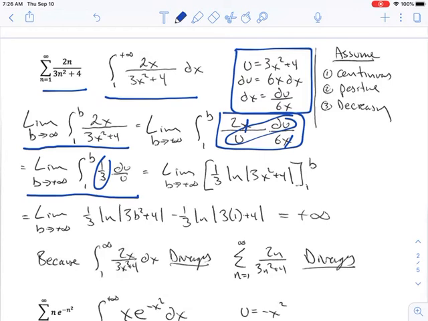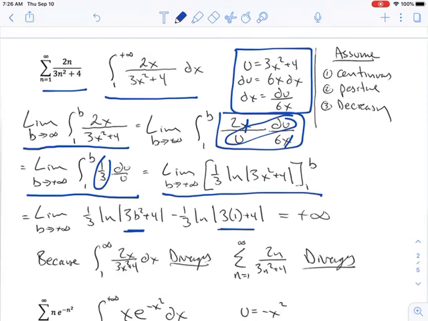Now we actually integrate that. And we get 1/3 the log of u, which then replacing 3x squared plus 4 in for u, we have 1/3 the log of the absolute value of 3x squared plus 4, evaluated from b to 1. Substituting b in and substituting the 1 in.